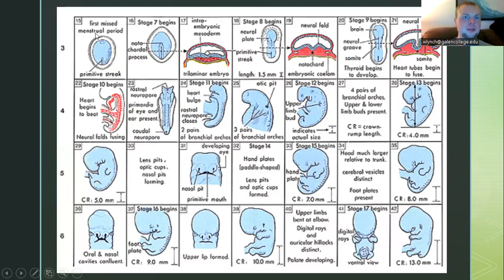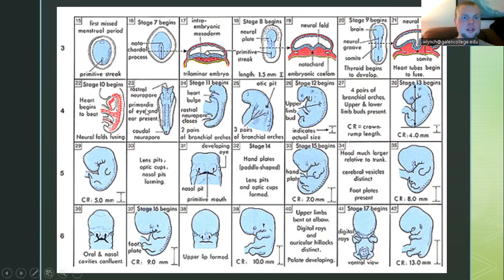All right, after this, we see the embryonic stage beginning. At the embryonic stage, we see a bunch of activity happening here. See the intra-embryonic mesoderm beginning to form at day 17. By day 19, we have a neural fold beginning. We have the neural groove in there by day 21.